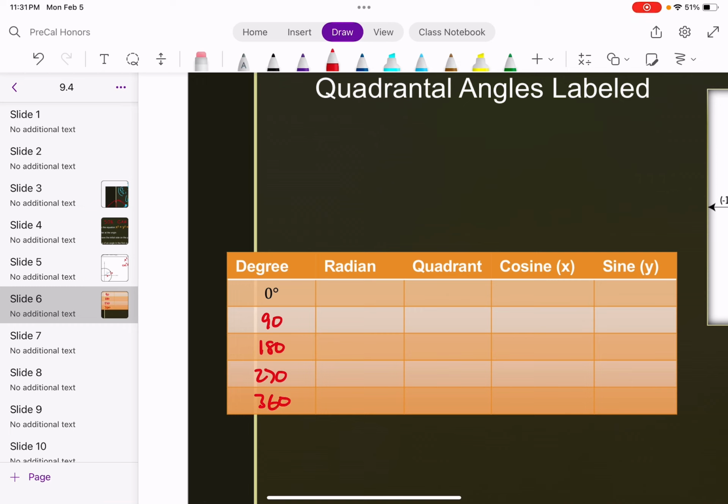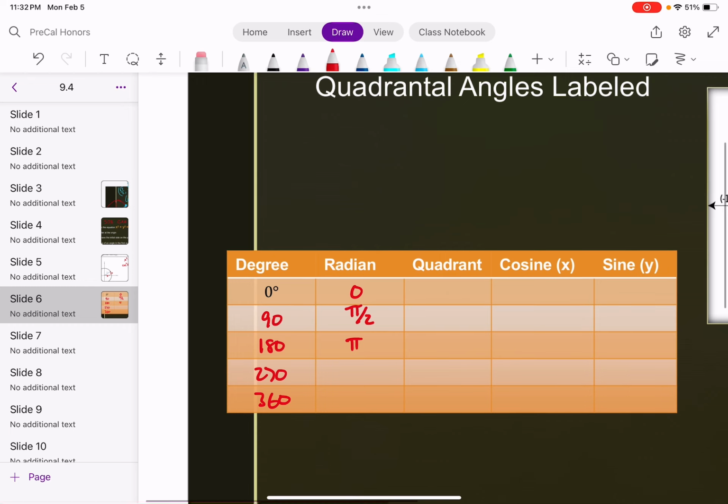360. Keep in mind you should be able to work with your radians. Radians of 0 would be 0. 90 would be pi over 2. Pi for 180. 270 would be 3 pi over 2. And 2 pi for 360.